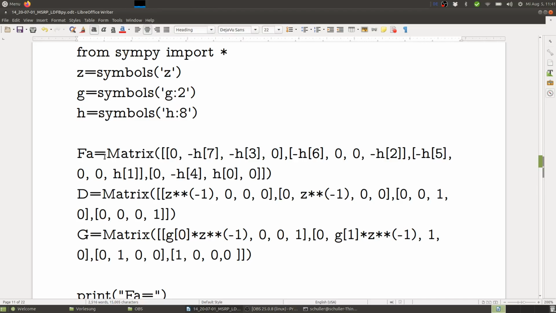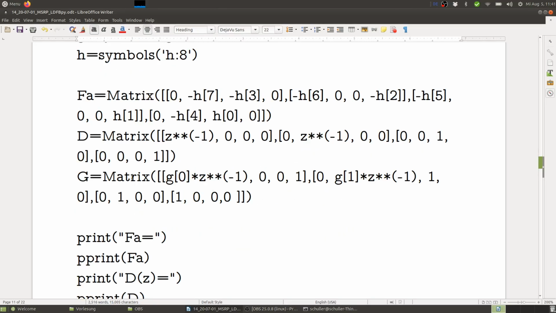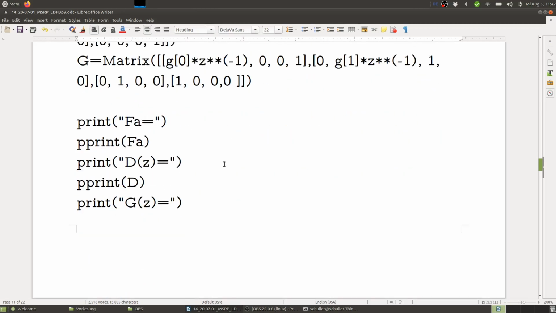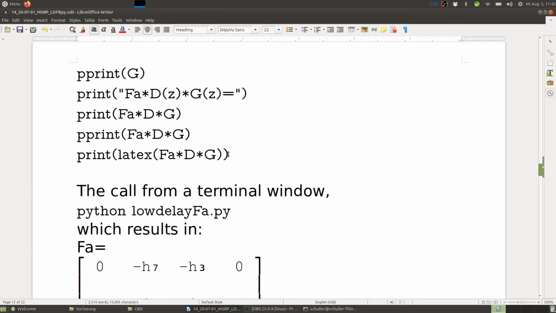So here you can see the FA matrix takes the H coefficients and builds the usual diamond-shaped matrix with those float numbers. Then we have the delay matrix, where we have the delays on the first half of the diagonal. And finally, our zero delay G matrix, where we have the ones on the anti-diagonal and the coefficients times z to the minus 1 on the first half of the diagonal. And then we can take a look at it and also see how the product looks like.